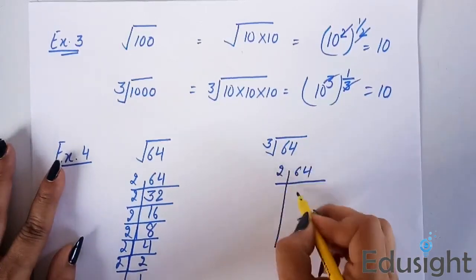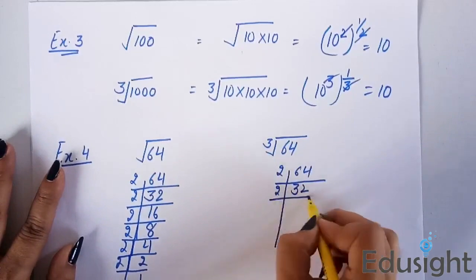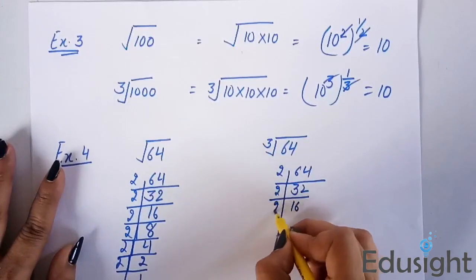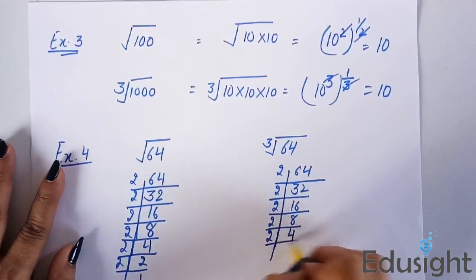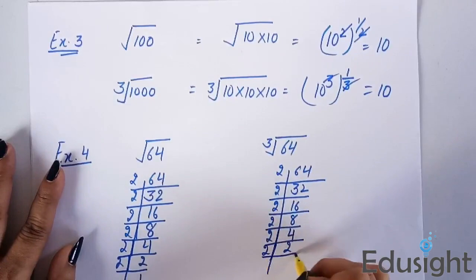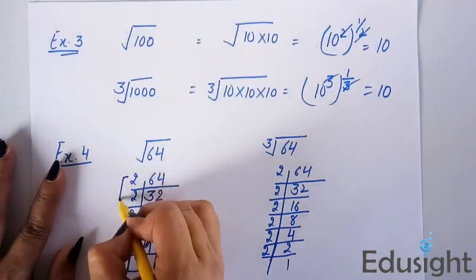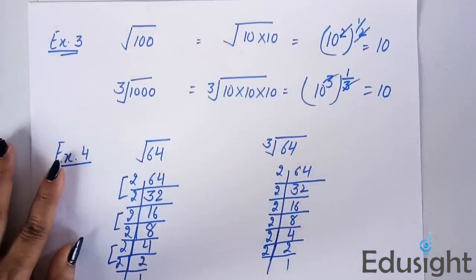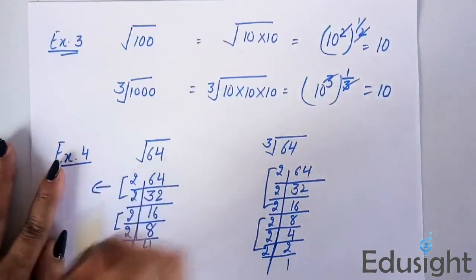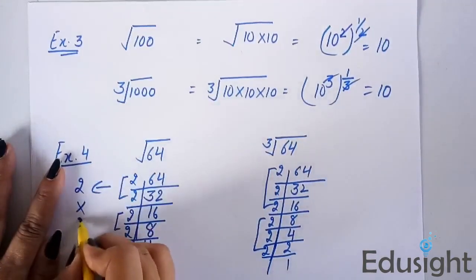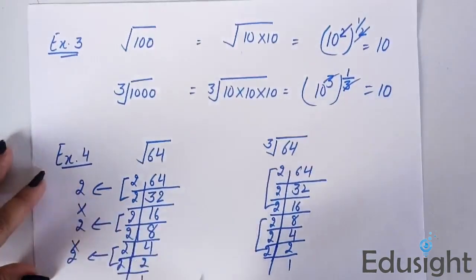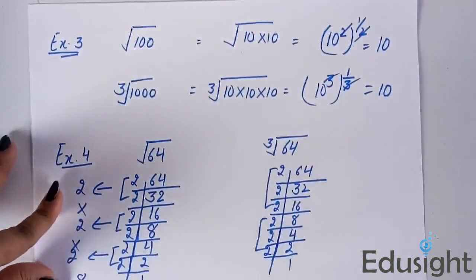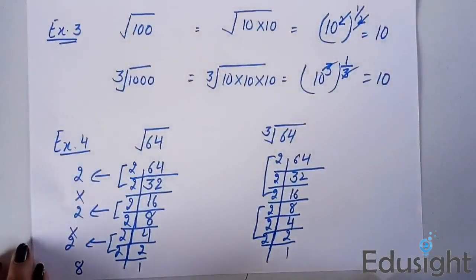The prime factorization is the same. But the way to find out square root and cube root is a little different. Little bit only. So here, in square root, we make pairs. And in cube root, we make a triplet. Each pair, one term can come out. So 2 into 2 into 2, that is 8. That means square root of 64 is 8.